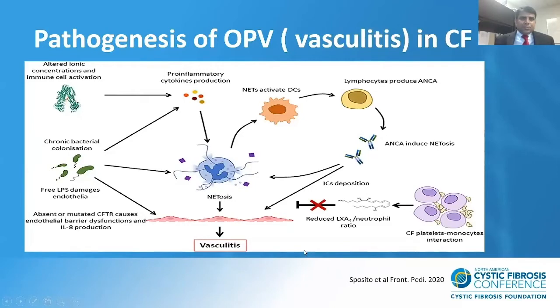This is an illustration regarding pathogenic mechanisms involved in the development of vasculitis in CF. Deficiency or impaired function of CFTR leads to intracellular ionic alterations and immune cell activation that can trigger a cascade of events like inflammasome activation, release of pro-inflammatory cytokines, induced netosis, and production of ANCA antibodies and immune complexes deposition, finally resulting in vasculitis along with increased release of interleukin-8 by endothelial cells.